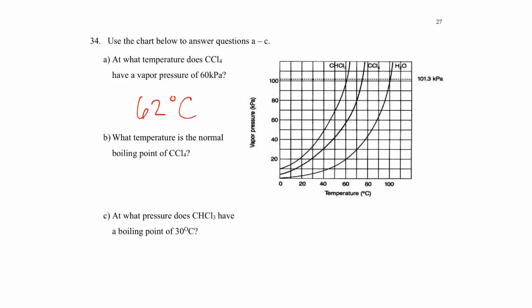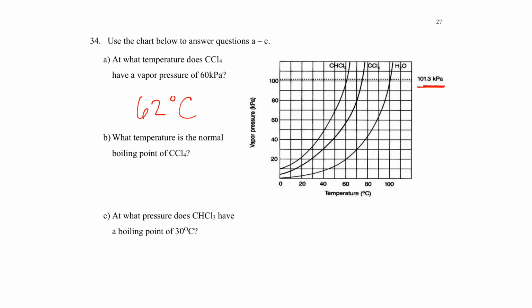For part B, it says, what temperature is the normal boiling point of CCl4? So remember, the boiling point is where the vapor pressure and atmospheric pressure intersect. The normal boiling point is based on standard pressure, so 1 atm. So what we're looking for is the intersection of 1 atmosphere of pressure, which would be equal to 101.3 kPa. That's why you see it marked there.